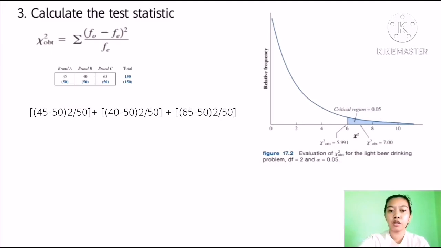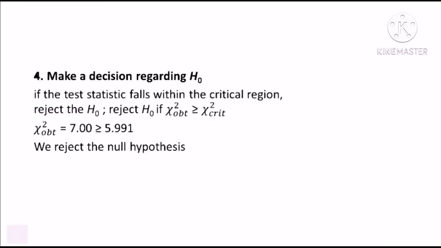45 minus 50 squared divided by 50 plus 40 minus 50 squared divided by 50 plus 65 minus 50 squared divided by 50. All in all, we will get the sum of 7. Our last step for the chi-square test is making a decision regarding the null hypothesis.